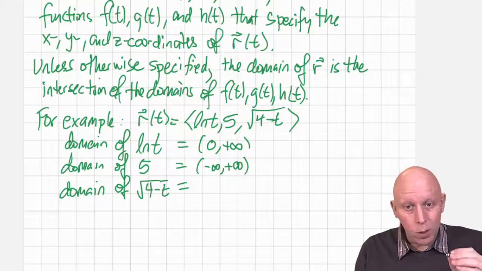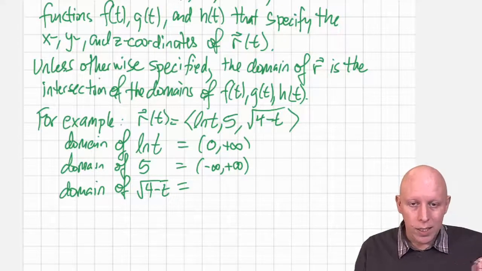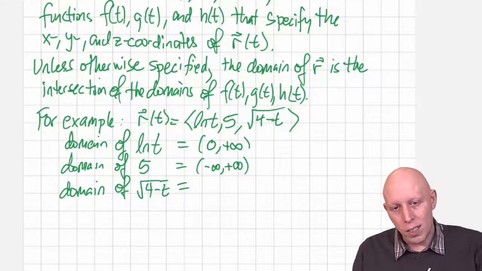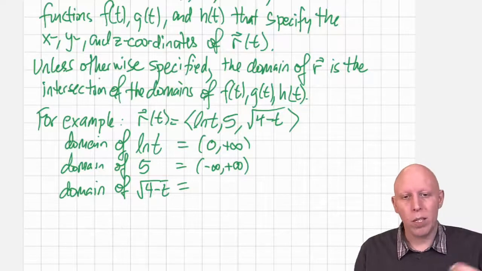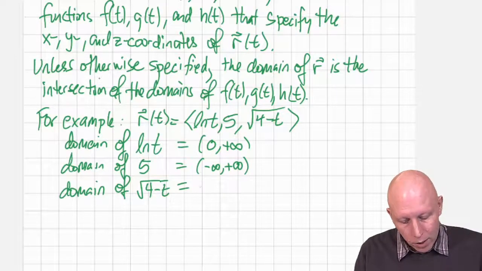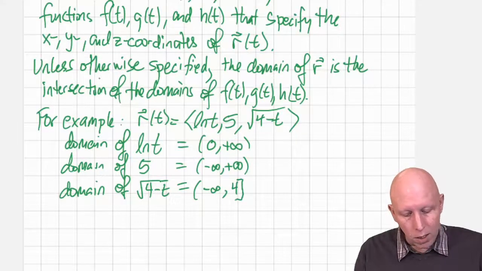And the domain of the square root of 4 minus t is, well, what numbers can we plug into this? You can't take the square root of a negative number, so t can't be bigger than 4, but anything else is fine. So negative infinity up to 4, and that's closed.